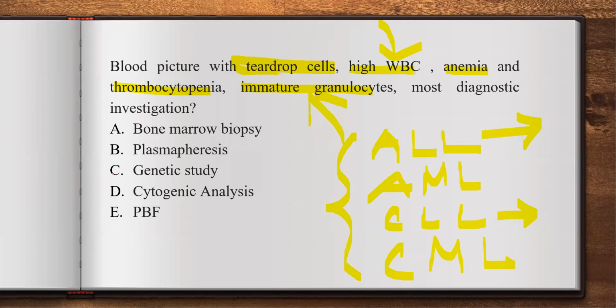So first of all, you need to know what your diagnosis is before you know what type of investigation you are going to do, right? So for this particular diagnosis, what do you think your most diagnostic investigation will be? You have bone marrow biopsy, plasmapheresis, genetic study, cytogenetic analysis, or peripheral blood film.